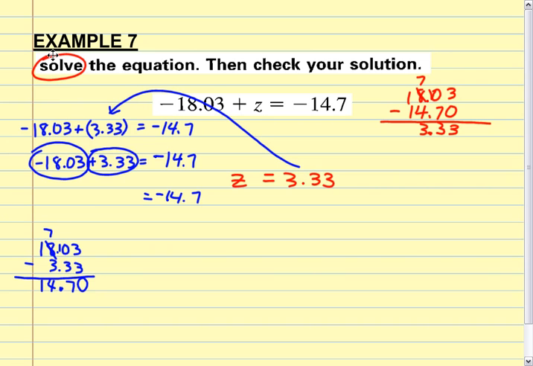So now I've got 14.70, but Casey, is that negative or positive? Exactly, because I had more negatives. So negative 14.70, I just drop off that last 0. Did I get it right? Yes. We got it right. Nice job, folks. Z is equal to 3.33. Let's look at the next one. Good job.